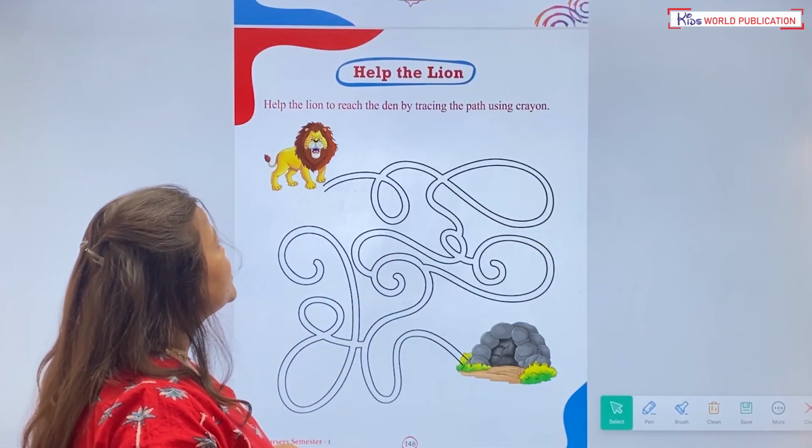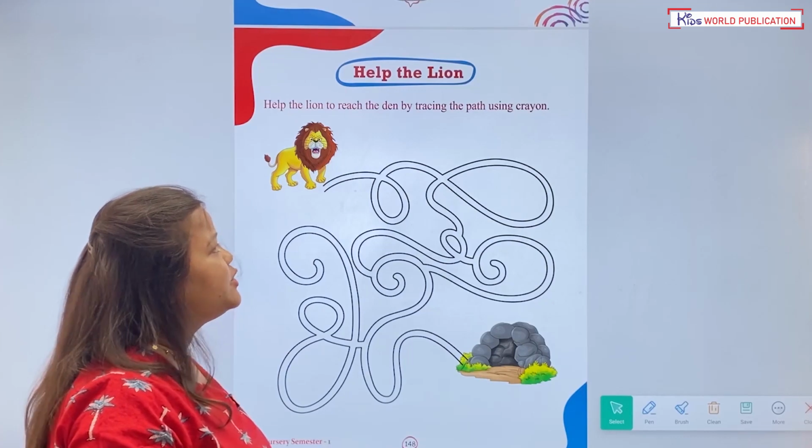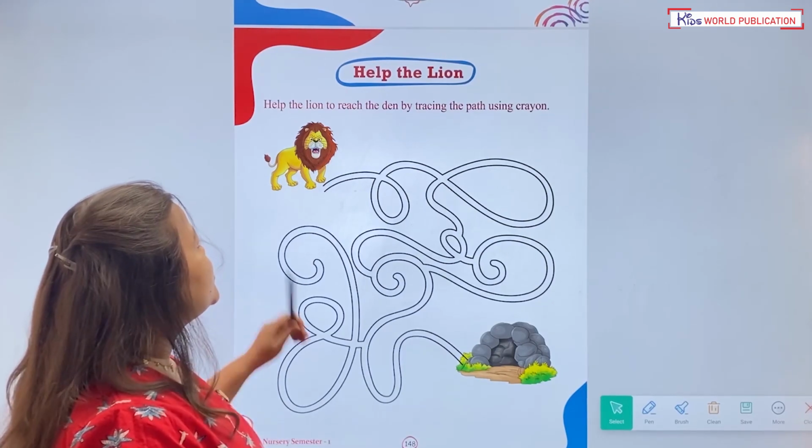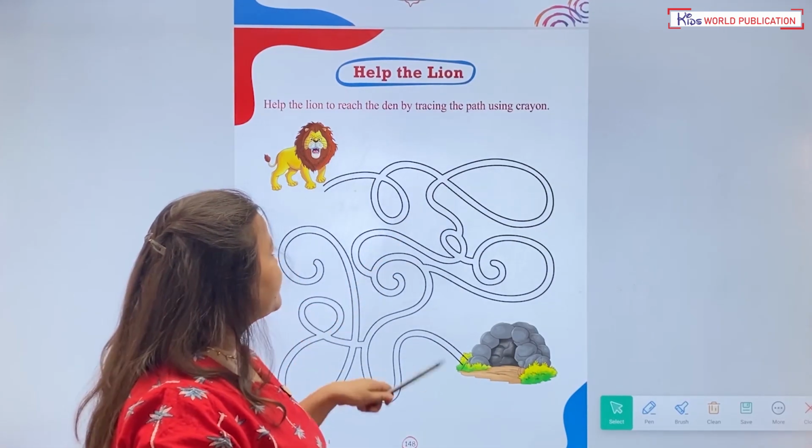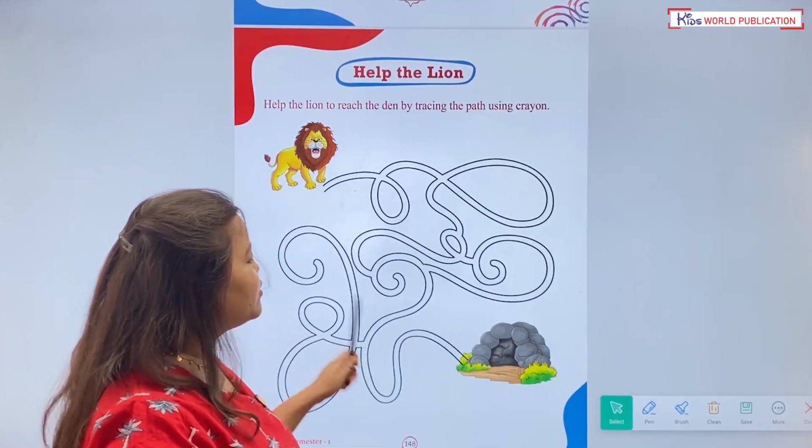Help the lion. Help the lion to reach the den by tracing the path using crayon. So kids, you will trace the given path with the crayon and then help the lion to reach the den.